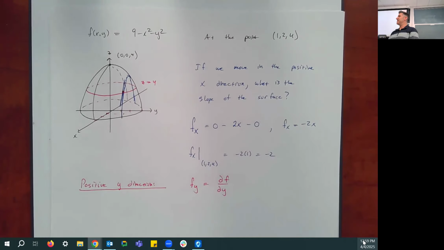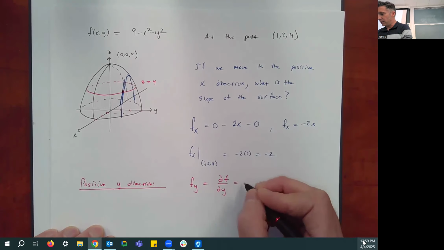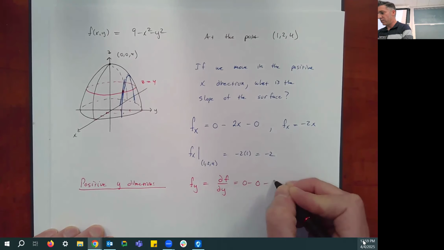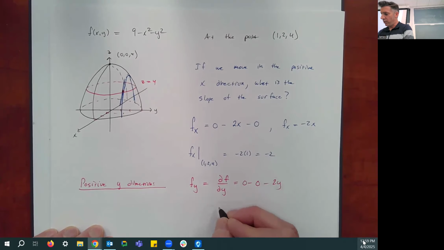It's not a d, it's a del because it's a little curlier than a d. No one is going to notice if you write a d. But it is technically a del. If you're taking a partial derivative, meaning your function has more than one variable, we say del, not d. But our del f del y is going to be 0 minus 2y. And if we plug in our point, our del f del y evaluated at (1, 2, 4), we're going to plug in a positive 2 and get a negative 4.